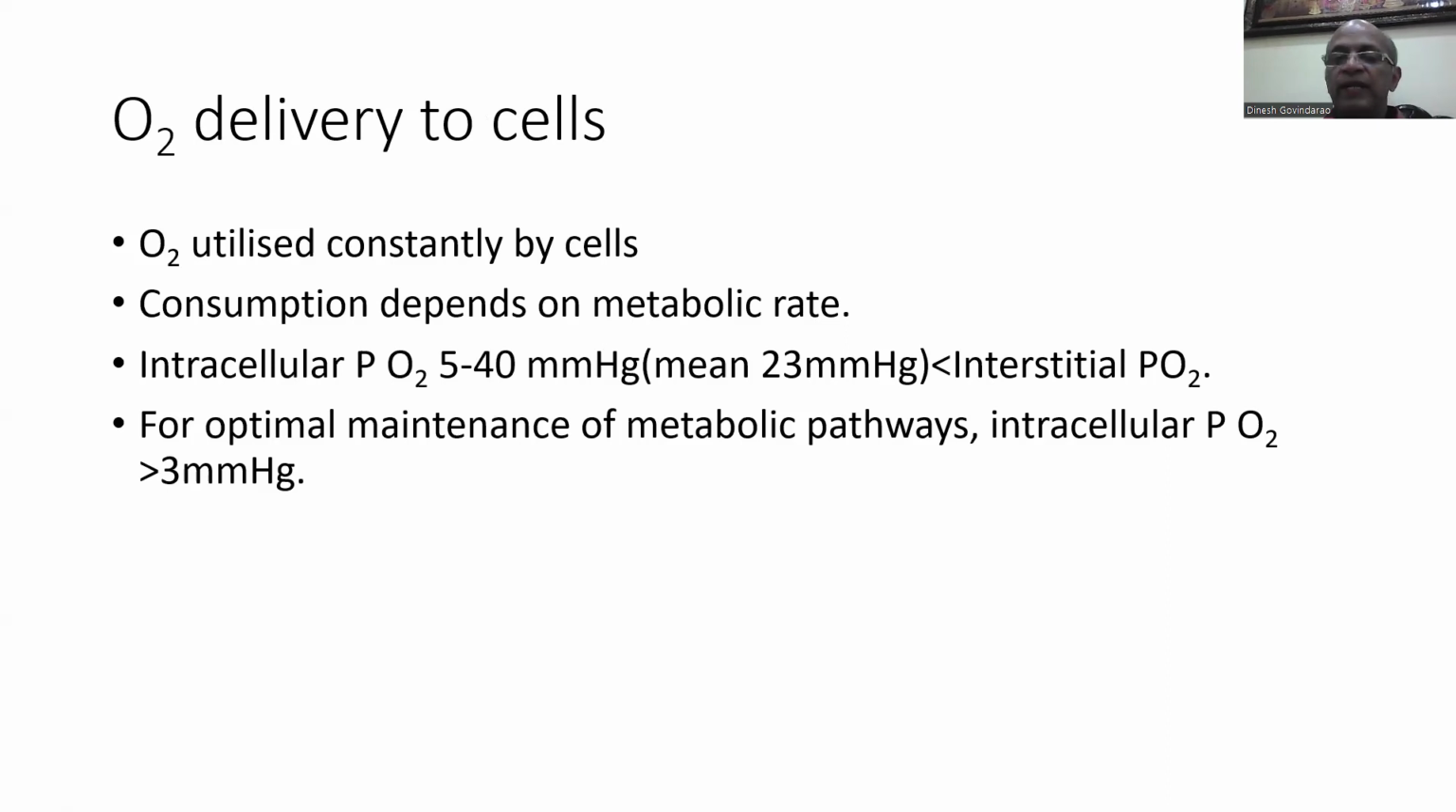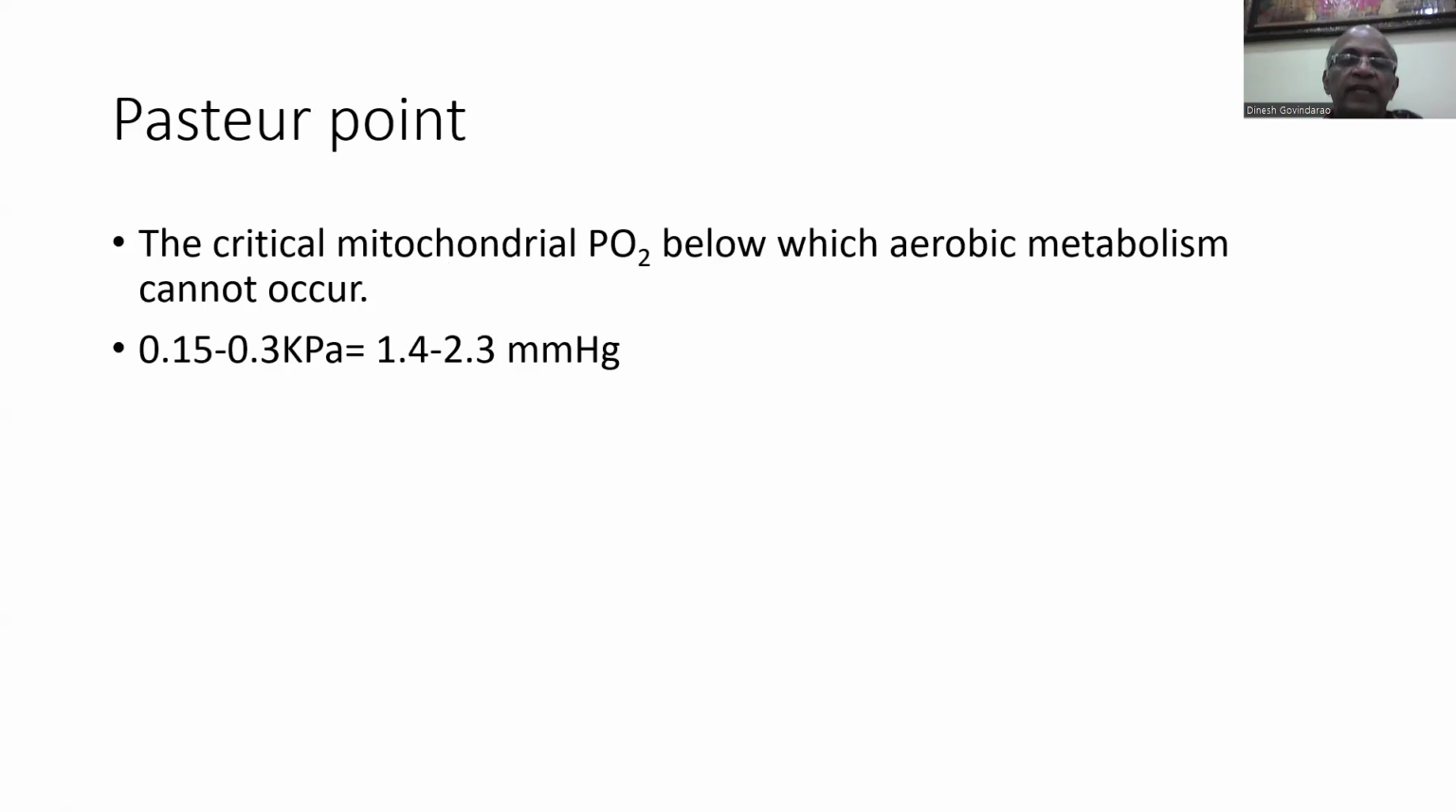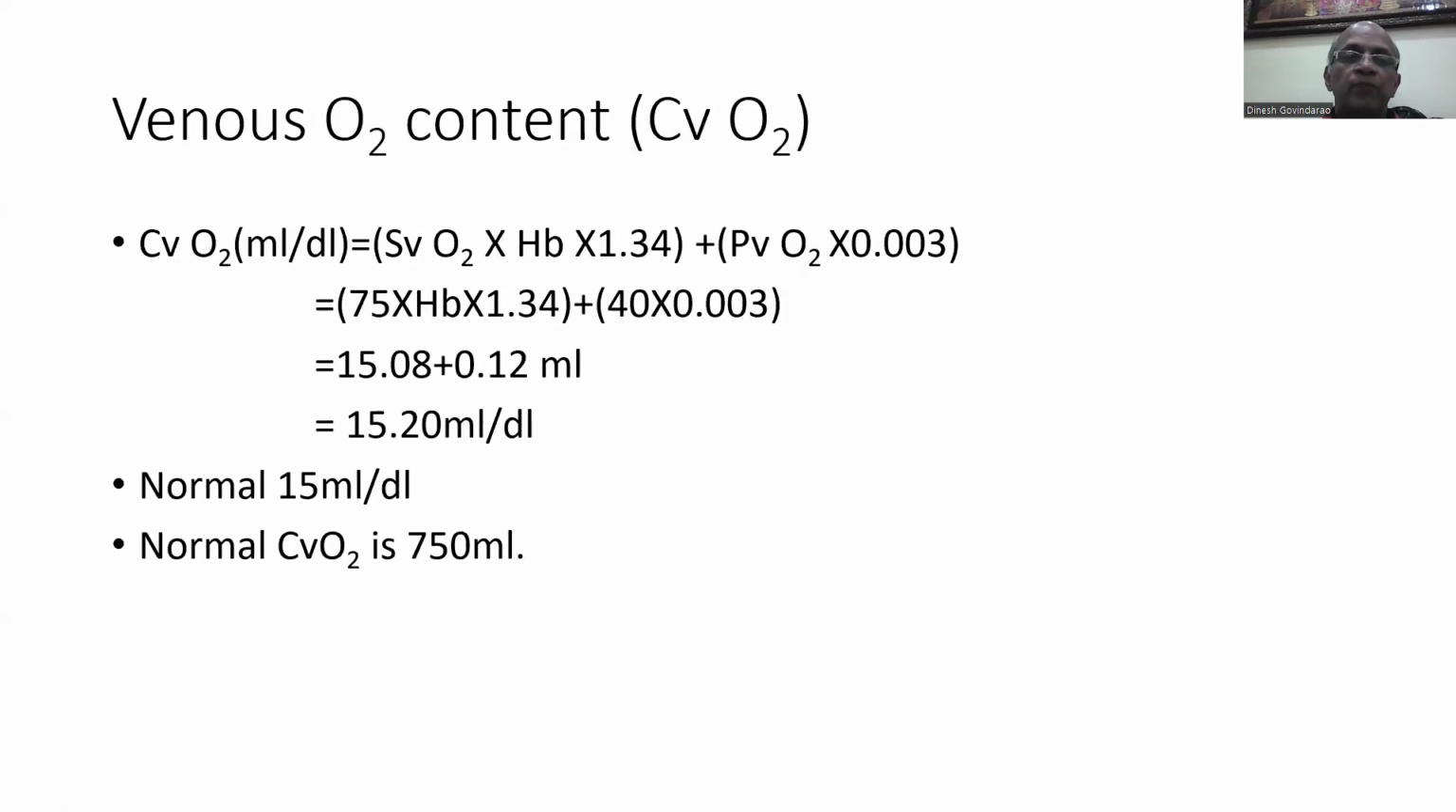For optimal maintenance of the metabolic pathways, the intracellular PO2 should ideally be more than 3 millimeters of mercury, which takes us to the Pasteur point. It is the critical mitochondrial PO2 below which aerobic metabolism cannot be sustained. So normally the Pasteur point is given as 1.4 to 2.3 millimeters of mercury partial pressure, below which aerobic metabolism stops.